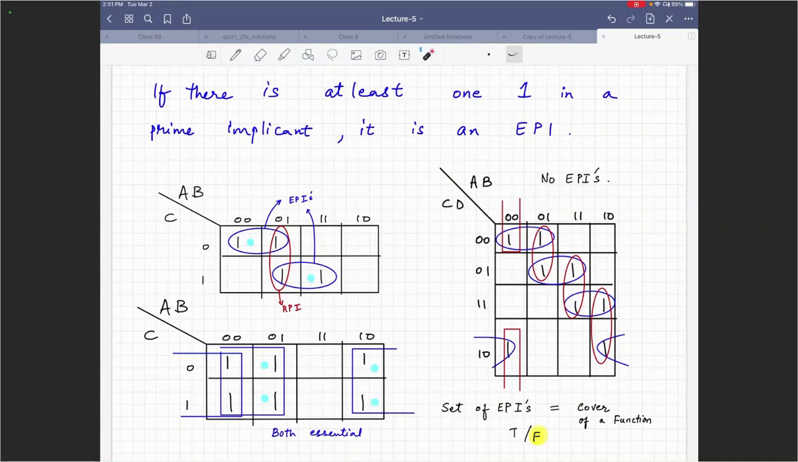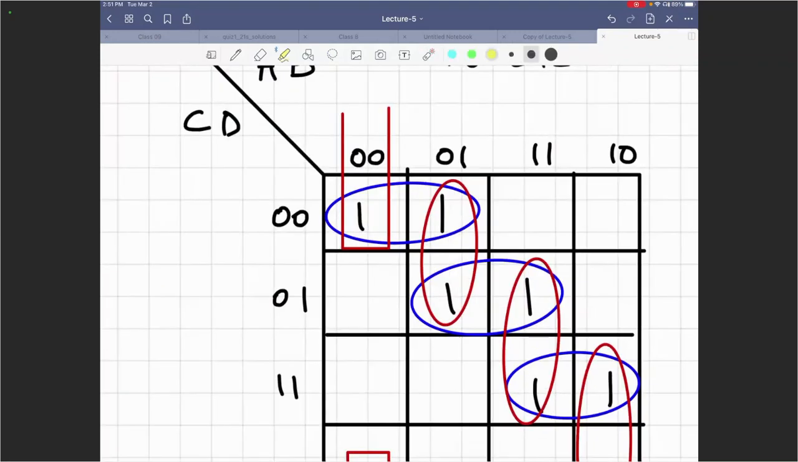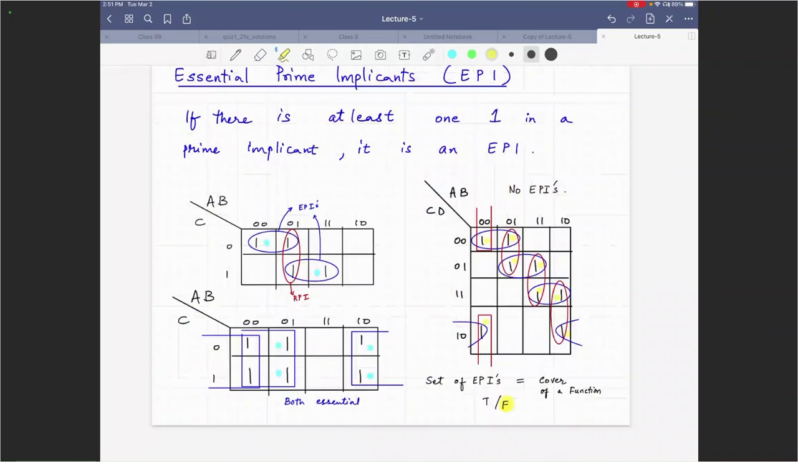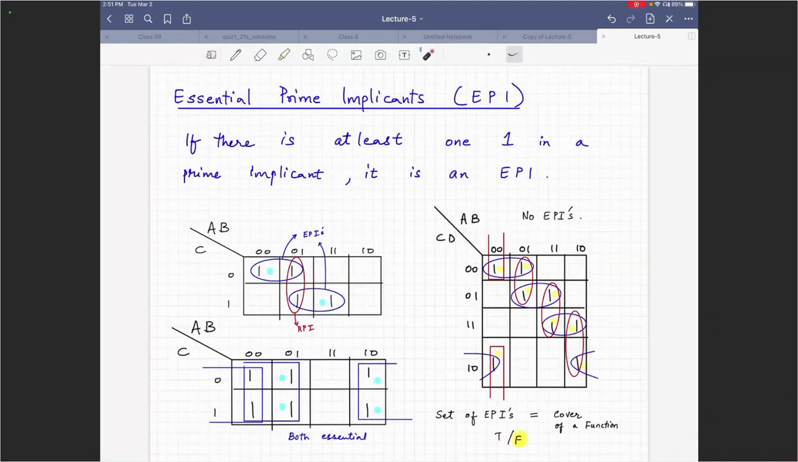You see that? All the ones, two groups, everyone belongs to more than one group. So it depends upon how you are grouping them, right? First you would try to find out all the prime implicants, then you would start looking at whether your ones are part of one group or more than one group.